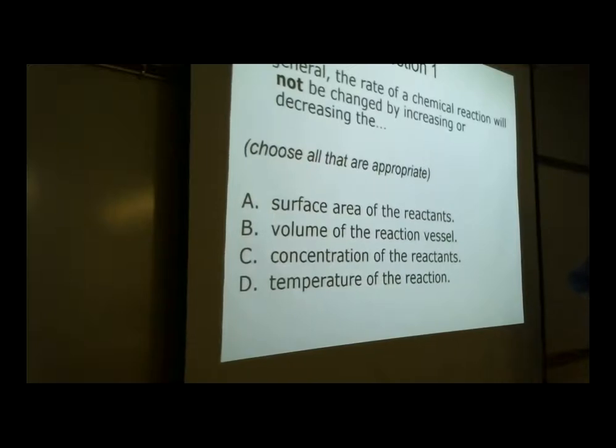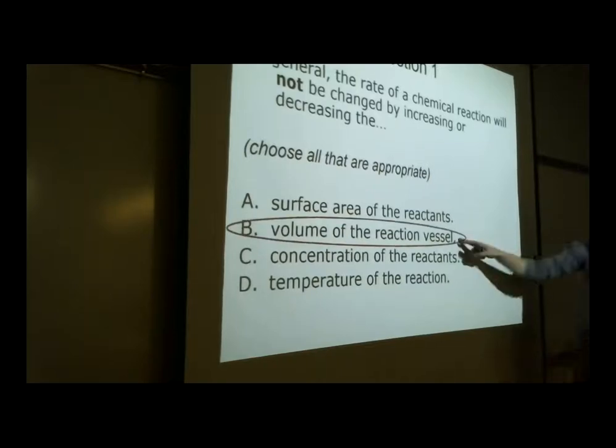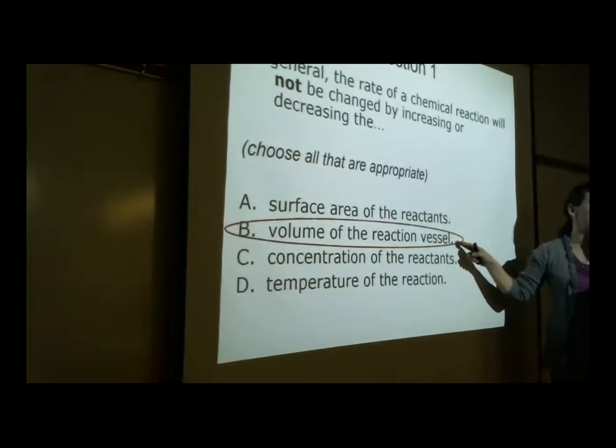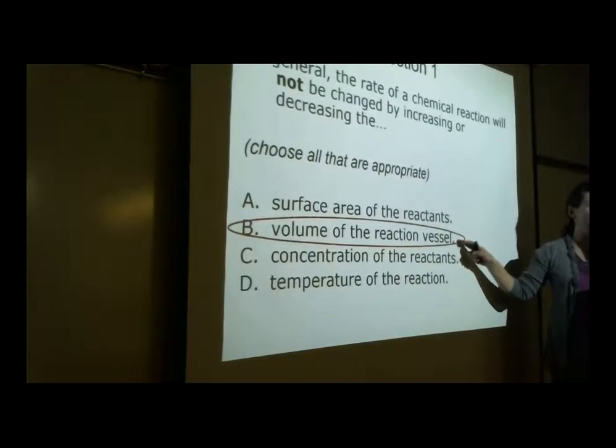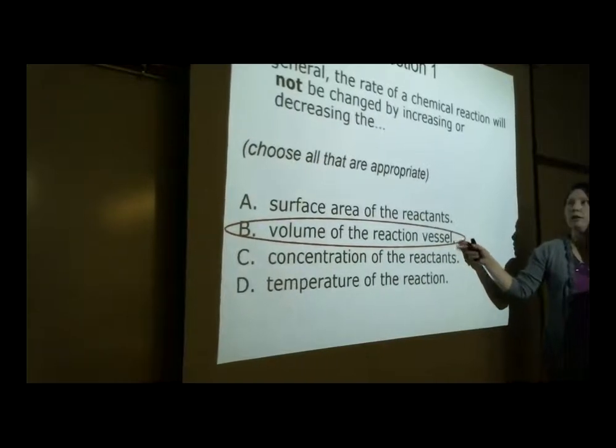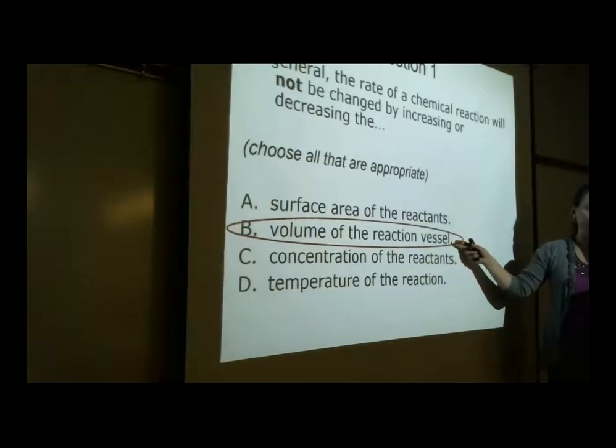Will not be changed by what? Heard someone say something. Volume, right, the volume of the reaction vessel. Whether your reaction is taking place in a 50 milliliter beaker or a 400 milliliter beaker isn't going to change the rate, right?